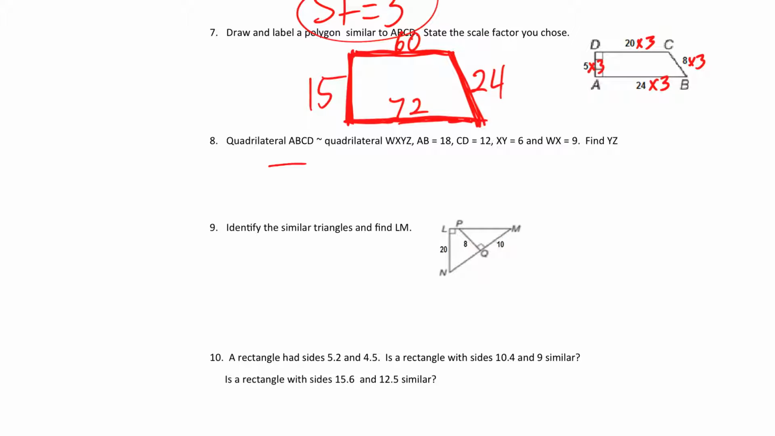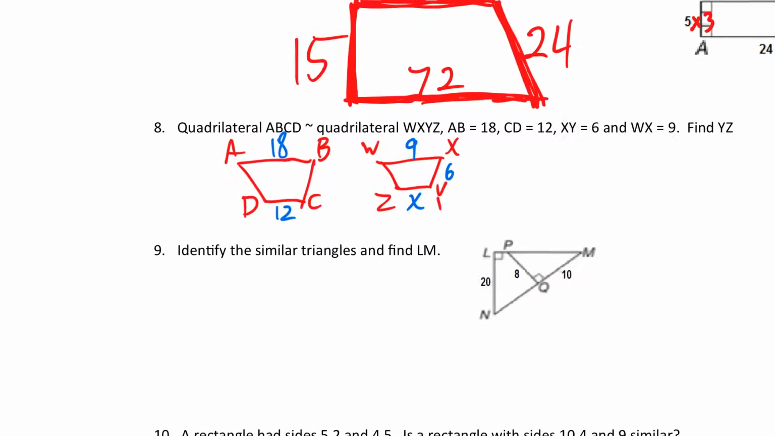Quadrilateral ABCD, and on this one it looks something like this. So we have A, B, C, D, and then we have W, X, Y, Z. Okay, AB is 18, CD is 12, WX is 9, and XY is 6. And what I'm looking for is YZ, this one right here.